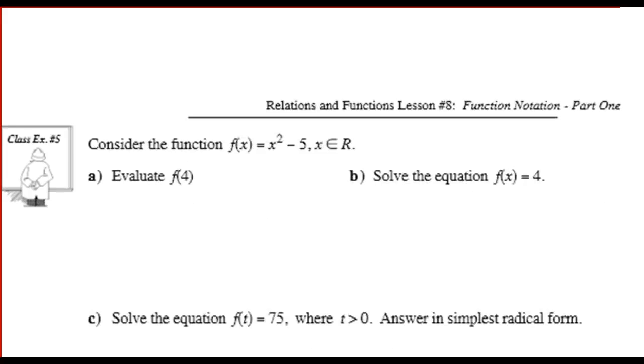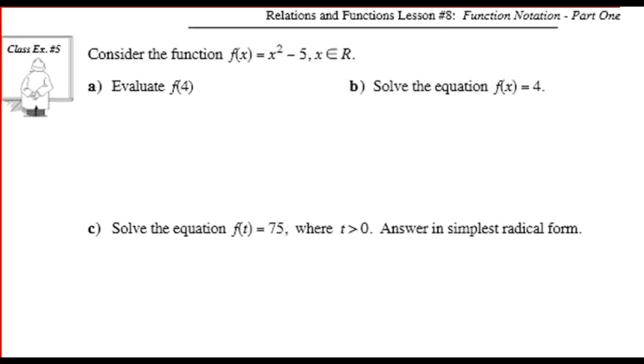Okay, let's do one more here and then we'll finish with this section. So again, what are they asking me here? They're asking to evaluate the function when the input is 4. So they want to know the output. So f at x equals x squared minus 5. f at 4 equals 4 squared minus 5, and that equals 11.